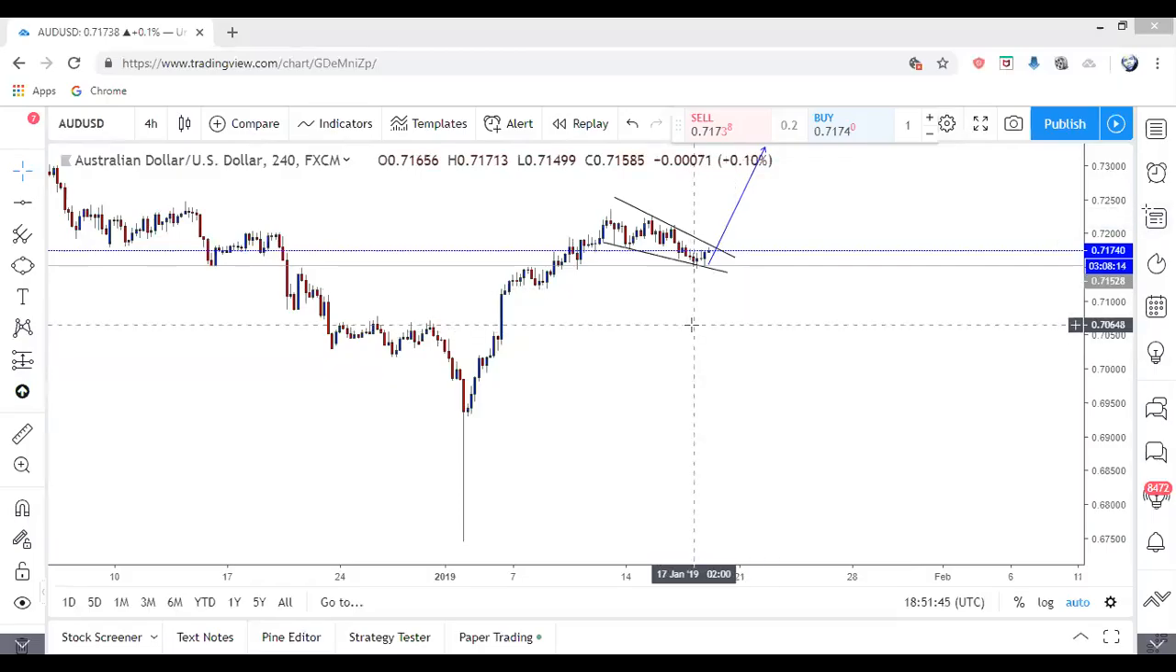Saying is we need to look at the trend, drawing the trend line.